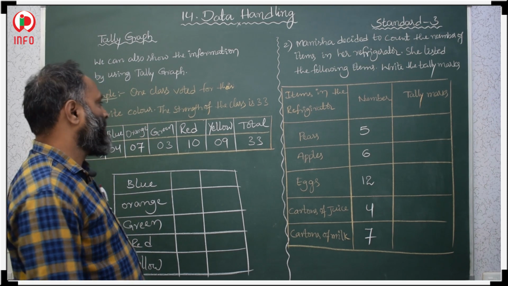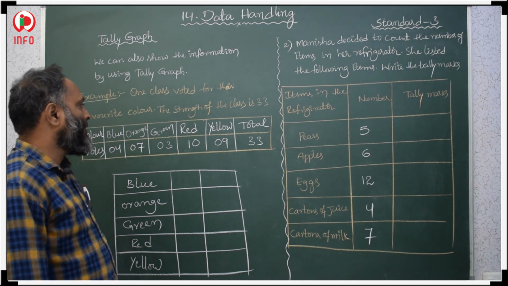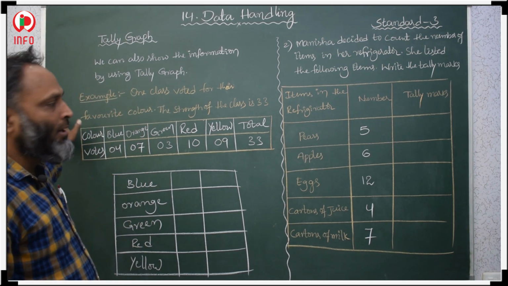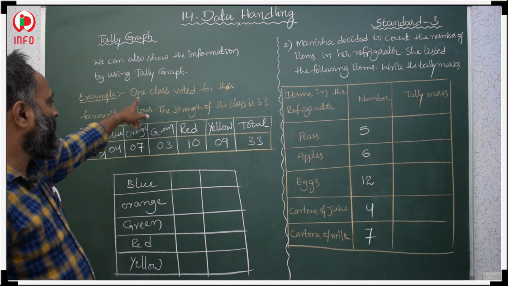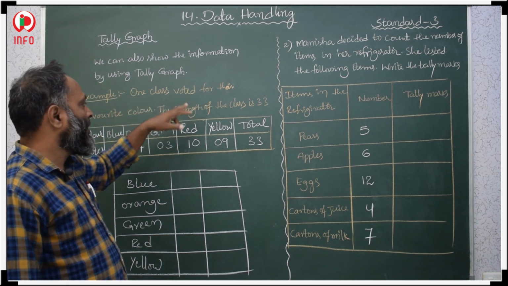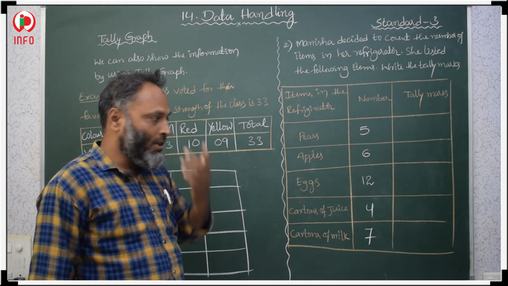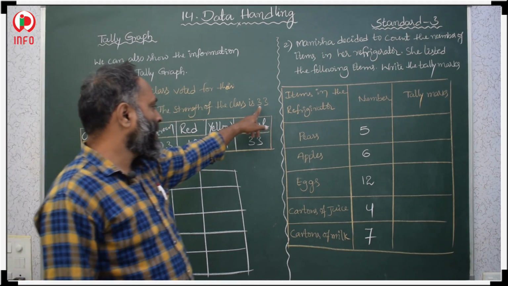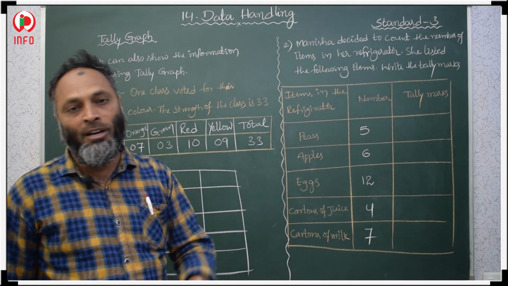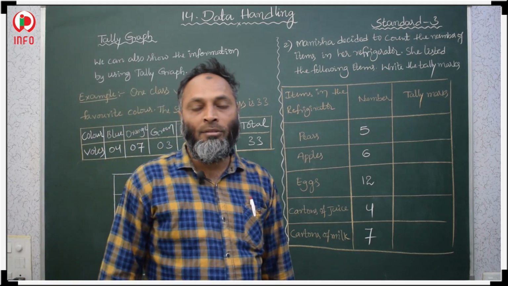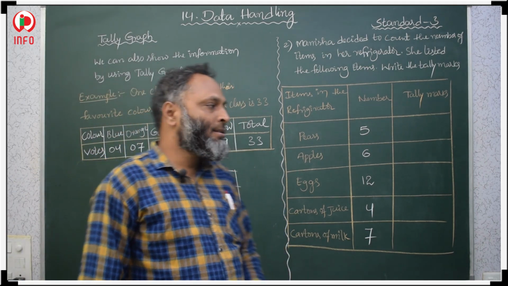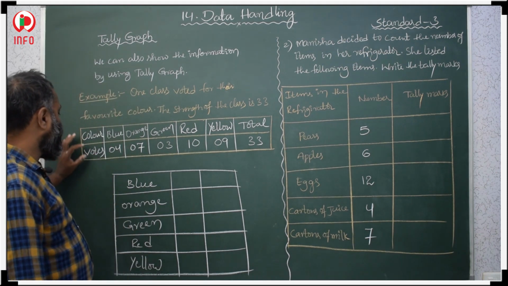So what is a tally graph here? See in the first example, one class voted for their favorite color. One class of students, total 33 students are there. They voted for their favorite color. So here, color and votes.